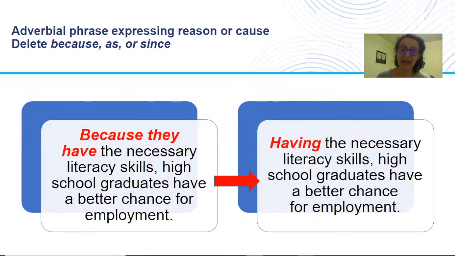The second type of clauses we will talk about express reason or cause. In this case, we must delete because, as, or since. So, because they have the necessary literacy skills is reduced into having the necessary literacy skills.